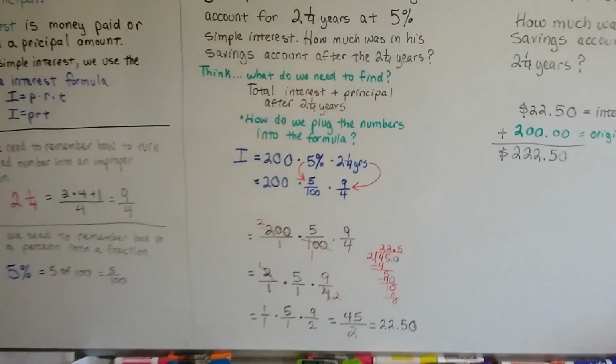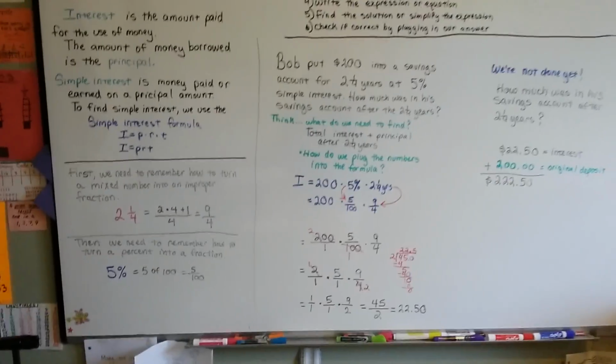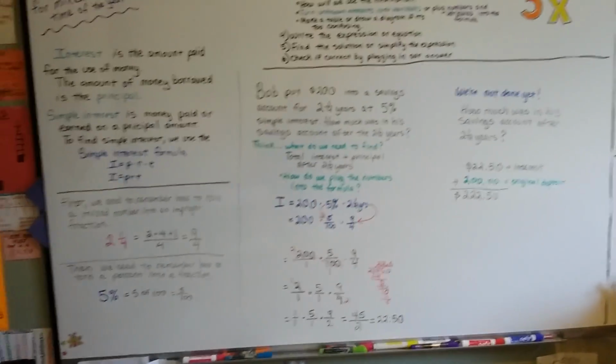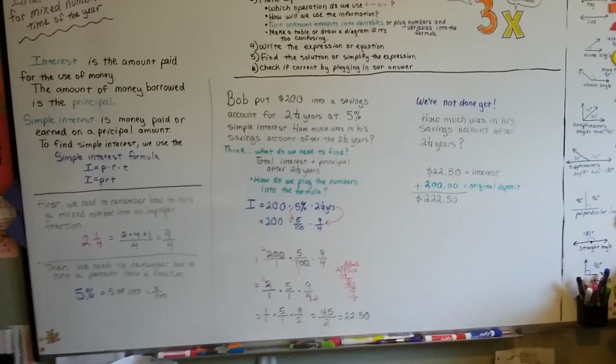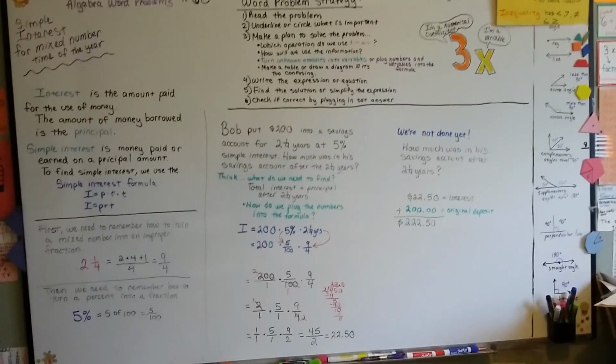It's just remembering how to turn the mixed number into an improper fraction, and remembering to turn that percentage into a fraction, okay? No big deal. You can do this, all right?